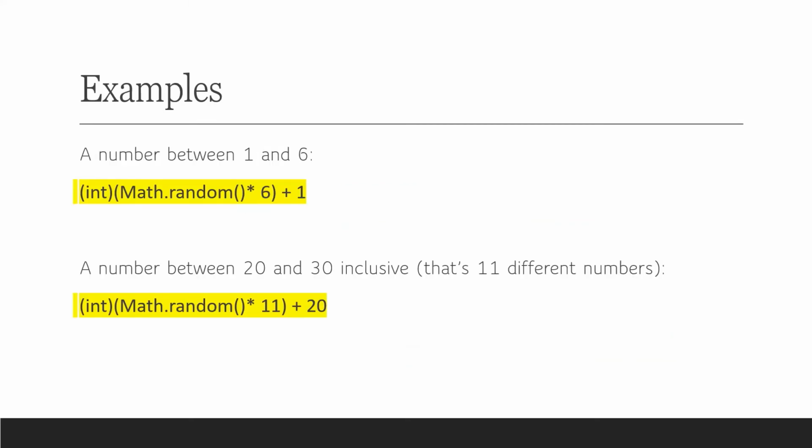Here are some examples. If you wanted a number between 1 and 6, that would represent a dice, then you would say (int)(Math.random() * 6) + 1, because you want 6 different numbers, and then plus 1 because you want to go from 1 to 6, not 0 to whatever. And then a number between 20 and 30 inclusive, that means including 20 and 30, and that's actually 11 different numbers. We would say (int)(Math.random() * 11) + 20. The times 11 is because we want 11 different numbers, and the plus 20 is because we want to start the random number generation from 20.